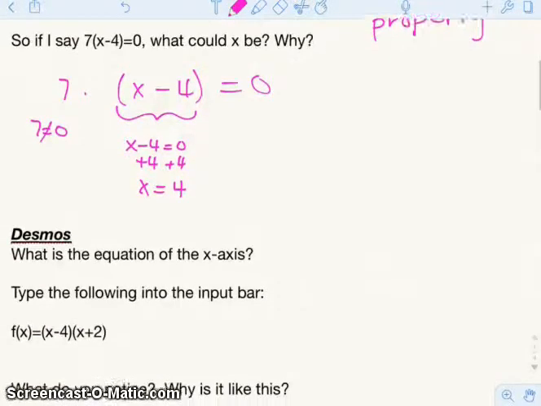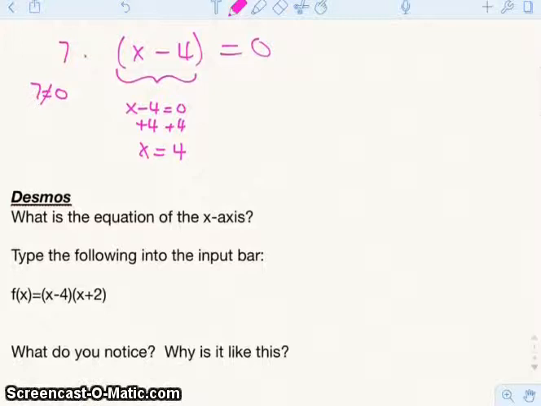So I'm going to go to the app Desmos, and I encourage you to do the same thing. Before I go there, let me think about this. What is the equation of the x-axis? If I was going to type in an equation and just come up with the x-axis, it would be the equation y is equal to 0. So I'm going to go to Desmos right now.